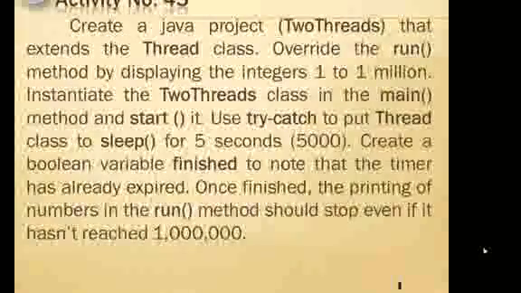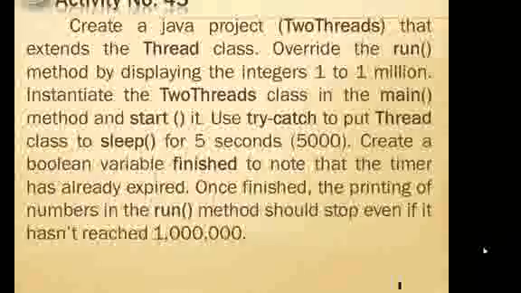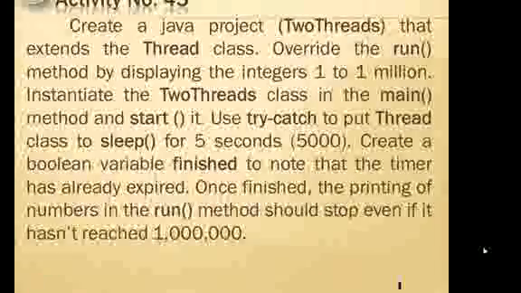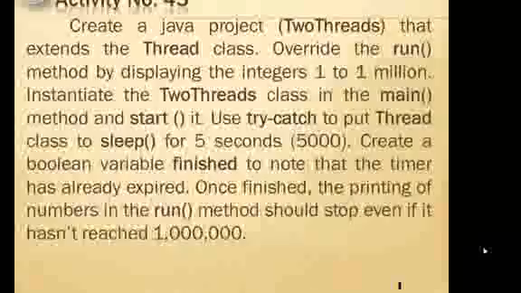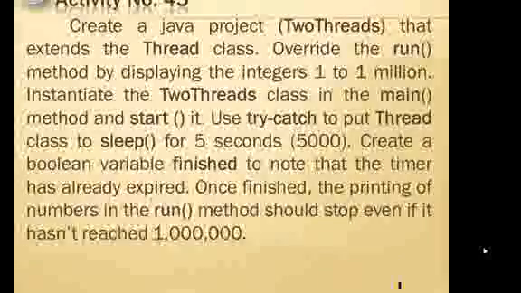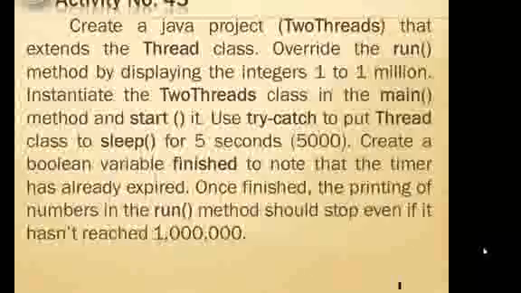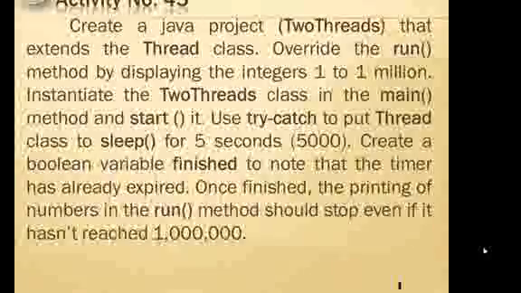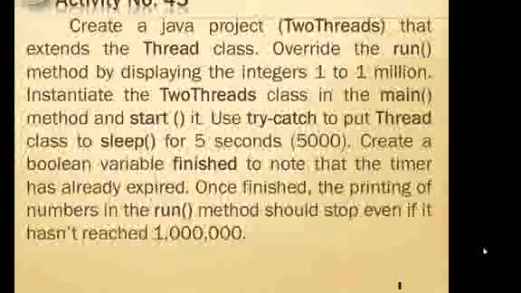In activity number 45, we will create a Java project called toThreads that extends the Thread class. We will override the run method by displaying the integers 1 to 1 million. And we're going to instantiate the toThreads class in the main method and start it. We will use try-catch to put the thread to sleep for 5 seconds, which is equivalent to 5,000 milliseconds. We will also create a boolean variable finished to know that the timer has already expired. Once finished, the printing of numbers in the run method should stop even if it hasn't reached 1 million yet.